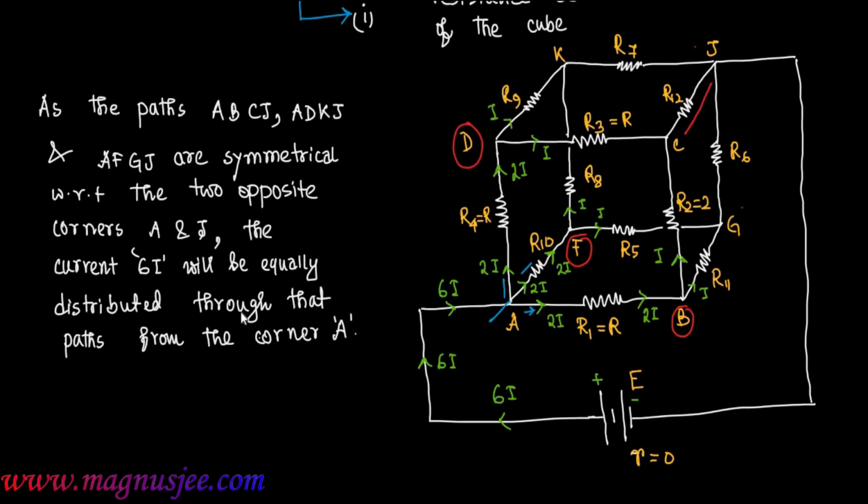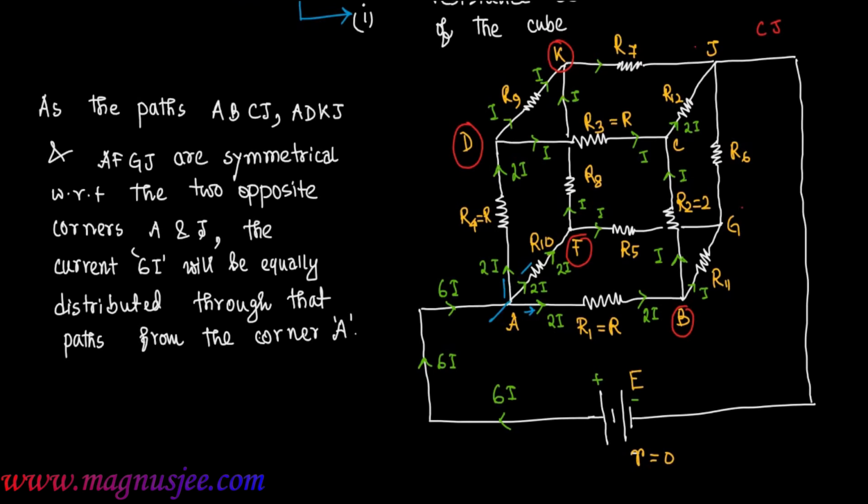Through the arm CJ, that means through the resistance R11, entire current will be what? We know the current flowing through the resistance R3 is I, and current flowing through the resistance R2 is again I. That means at the point C, using Kirchhoff's current law, there are two currents I and I flowing towards the corner C, and from the point C total current 2I will be flowing through the resistance R11 between the two corners C and J.